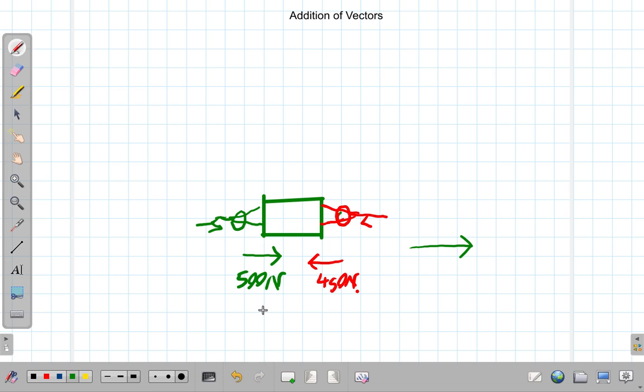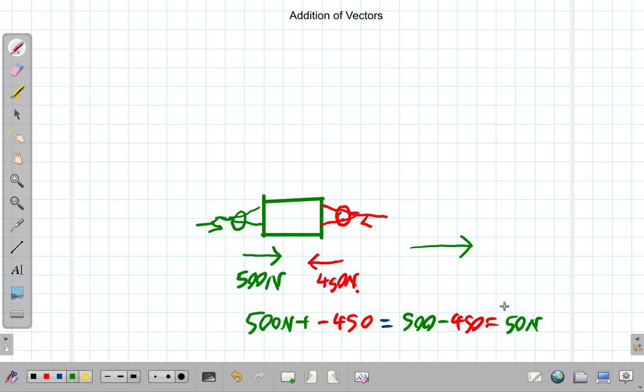But guess what now? If you consider 500 newtons to the right as positive, that's 500 newtons, plus, and then the 450 as negative, 450 newtons, then the answer you get here will be 500 minus 450, which will be equal to 50 newtons.